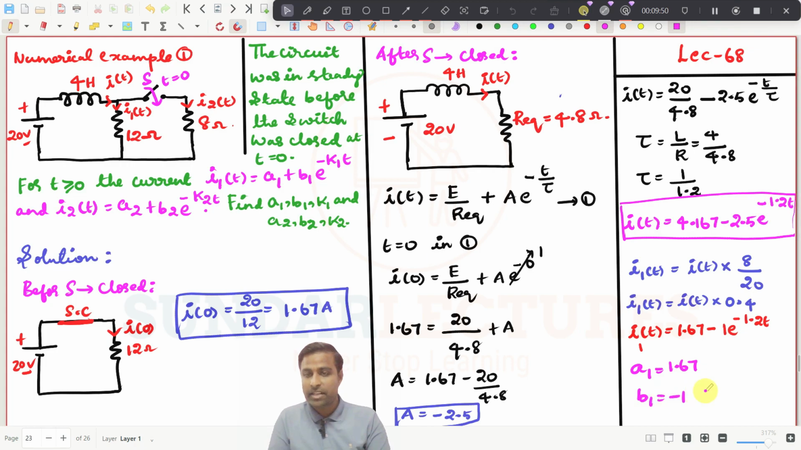B1 will be minus 1, and then what is K1? K1 already has a minus, so it will be 1.2. Very simple, right? And we have found I1 of t. What is I2 of t?